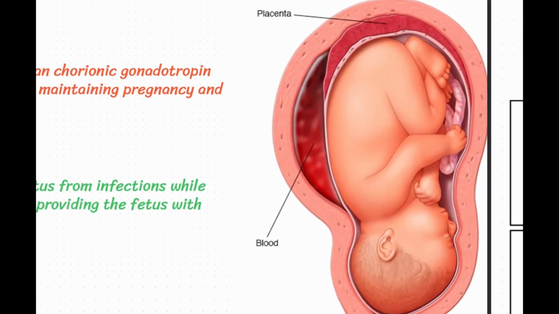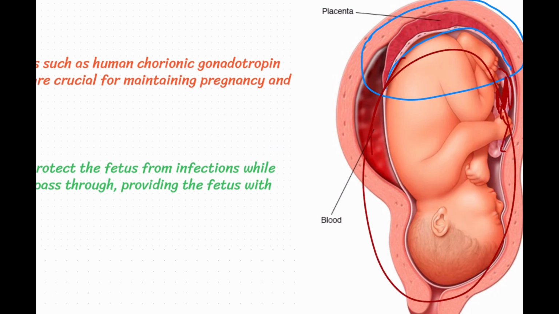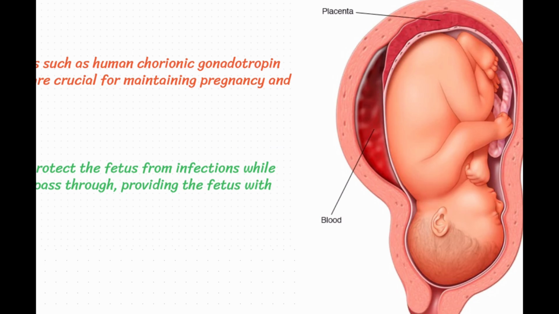So what exactly is the placenta? If I blow up this image here, the placenta is a vital organ that develops during pregnancy. It facilitates the exchange of nutrients, gases, and waste between the mother and the fetus. You can see it's this sac-like thing right at the bottom of the fetus. Then you have your umbilical cord here, and of course the big old baby, the fetus. The placenta is so important in the development of the fetus.